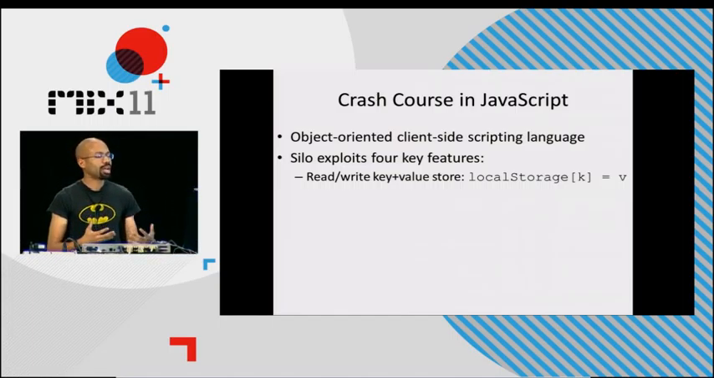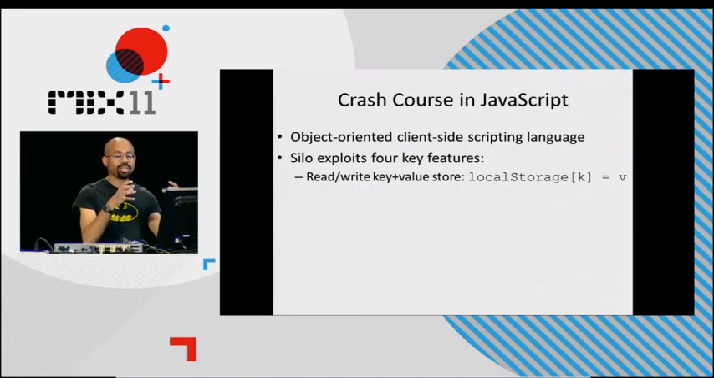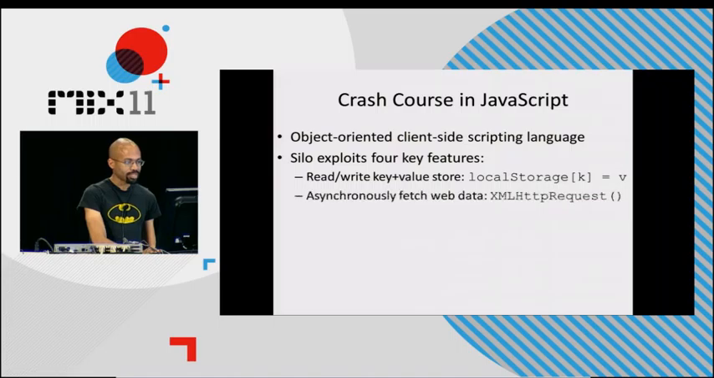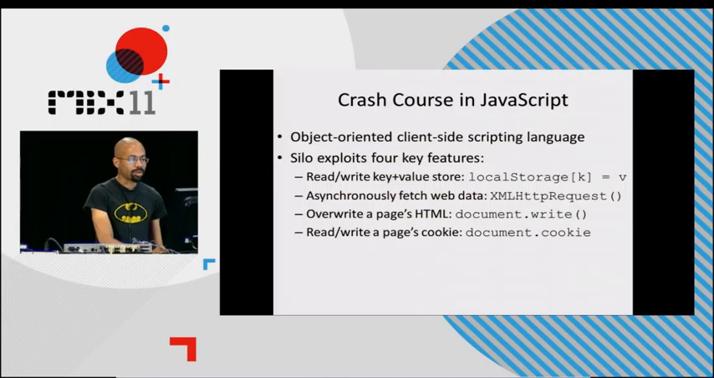And you can just think of DOM storage as a very simple key-value pair database that's exposed to each web domain. It's sort of its private database. The second feature I'm going to use is the AJAX facility to asynchronously fetch data. I'm sure you're all very familiar with that. I'm going to use document.write calls to overwrite a page's content dynamically. And I'm also going to use cookies, as I'll show you in a second.